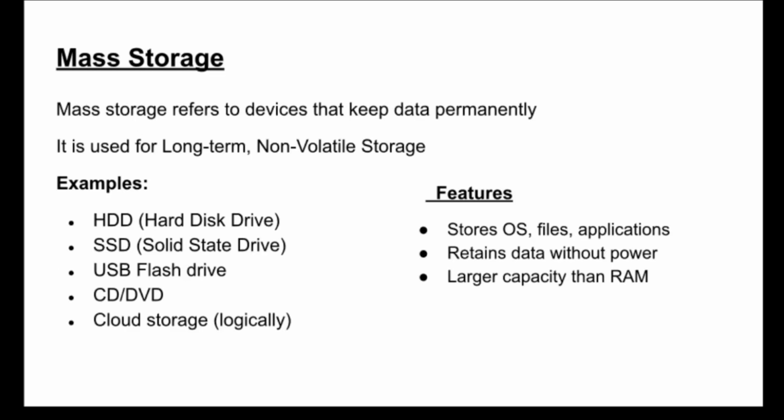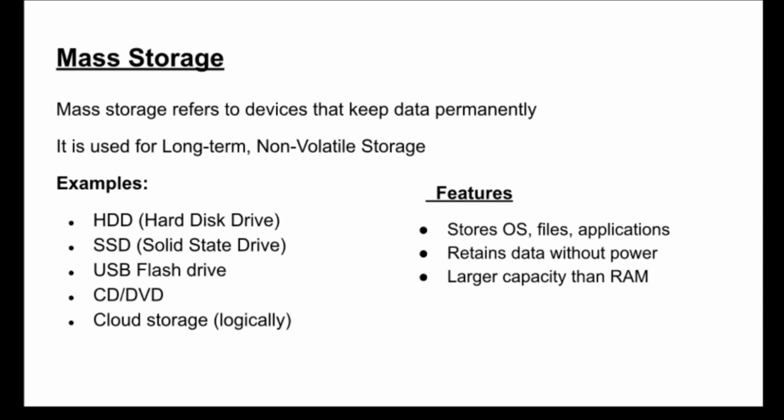So now let's talk about mass storage structure. Mass storage structure refers to devices that store data permanently. It's used for long-term and non-volatile storage. Some examples are hard disk drive, solid state drive, USB drives, CDs or DVDs, cloud storage. And features: they store OS, files, and applications.